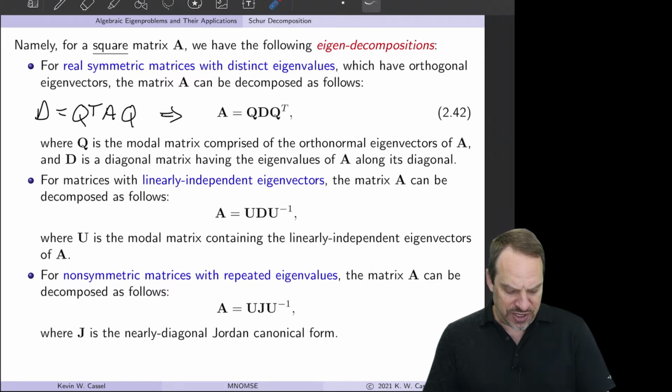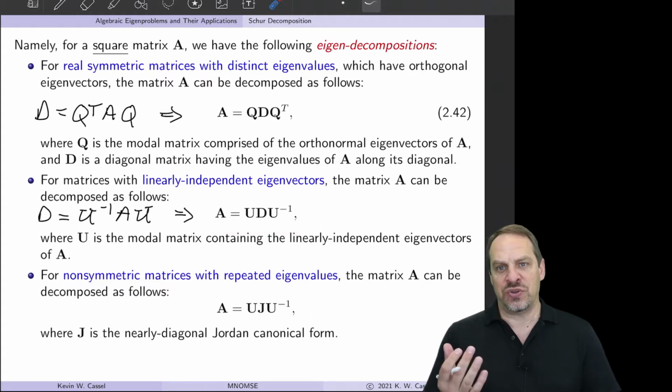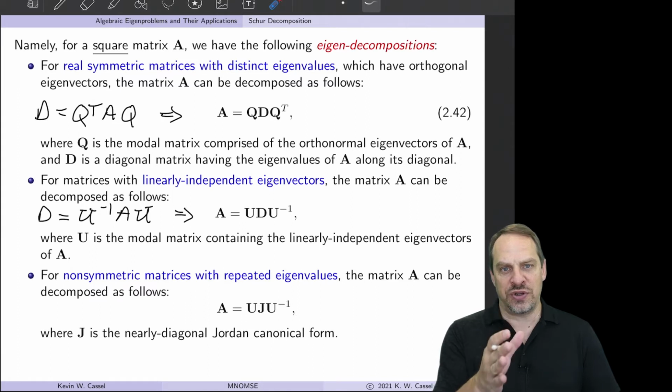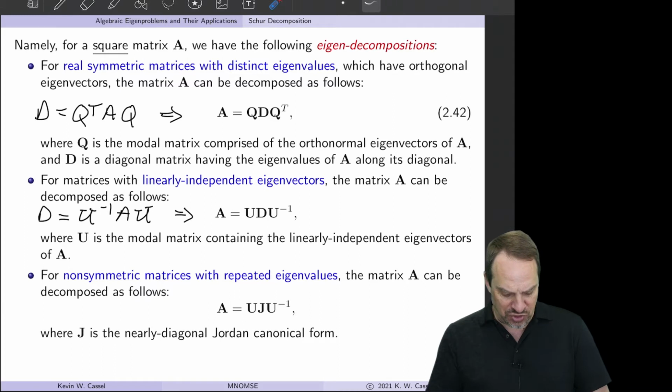Now, in the more general case, if our matrix has linearly independent eigenvectors but not necessarily orthogonal, then our diagonal matrix D was equal to U inverse times A times U, in which case, when we flip that around, we get this decomposition. Our matrix A is the product of U, D, and the inverse of U. The difference, of course, is that U is still a modal matrix, with the eigenvectors along its columns, but they're now linearly independent. They're no longer necessarily mutually orthogonal.